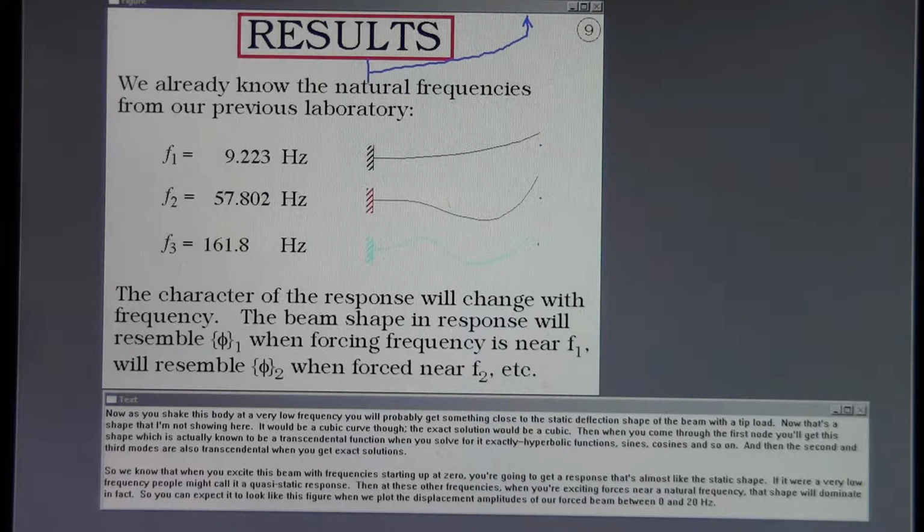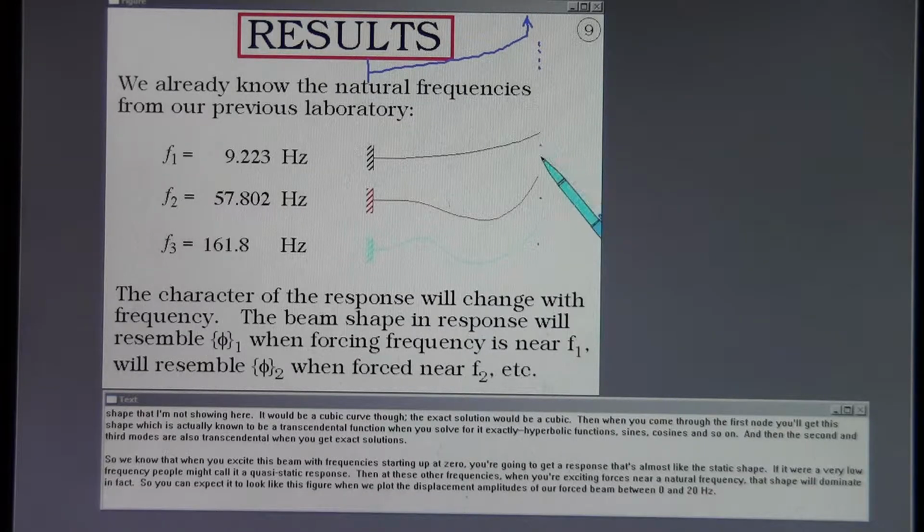So we know that when you excite this beam with frequency starting up at 0, you're going to get a response that's almost like the static shape. If it were a very low frequency, people might call that a quasi-static response. Then at these other frequencies, when your exciting force is near a natural frequency, that shape will dominate, in fact. So you can expect it to look like this figure when we plot the displacement amplitudes of our forced beam between 0 and 20 Hertz.